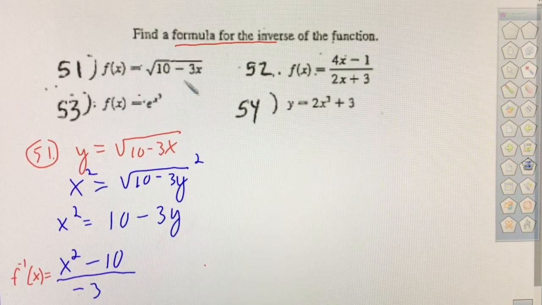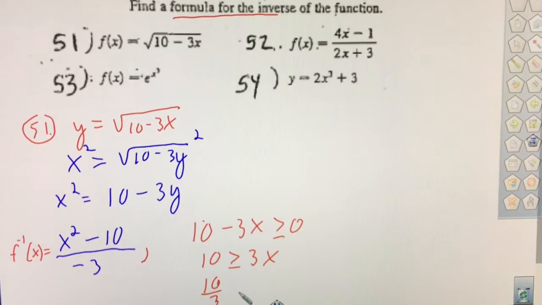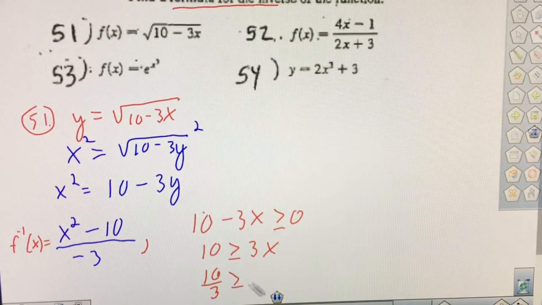Maybe I have to limit the domain on this. The domain would be x has to be greater than or equal to, I don't know. I think I'm allowed to get, no, I think I have to limit the domain on 51. So I take the guts: 10 minus 3x has to be greater than or equal to 0. So 10 is greater than or equal to 3x. That's going to give me 10 thirds is greater than or equal to x.